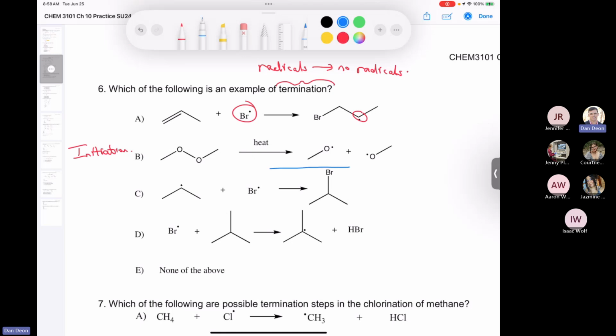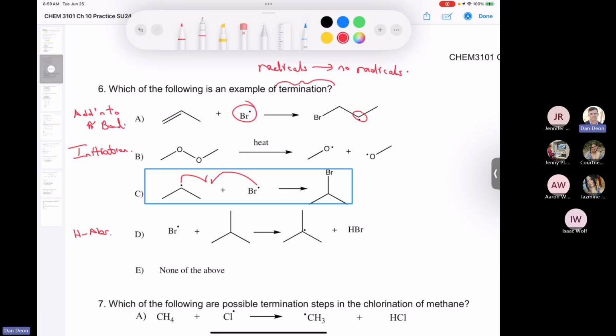Yes, this would be a termination because we have the propane secondary radical and the bromine coming together, and we're going to annihilate both radicals to make the 2-bromo-propane. And the next one would be a hydrogen abstraction. This one here is addition to pi. That's supposed to say pi bond. All right, so there you go. So the answer is going to be C for this one.